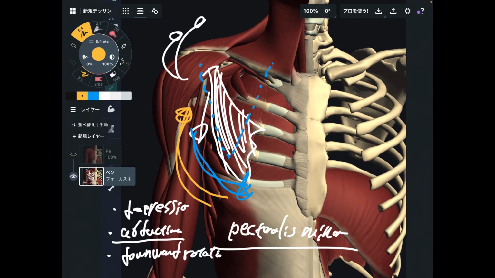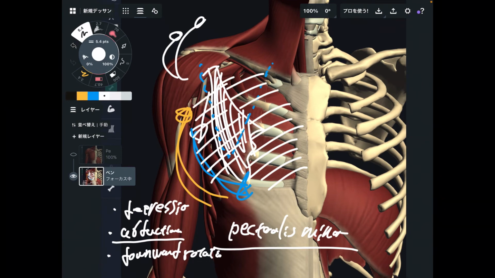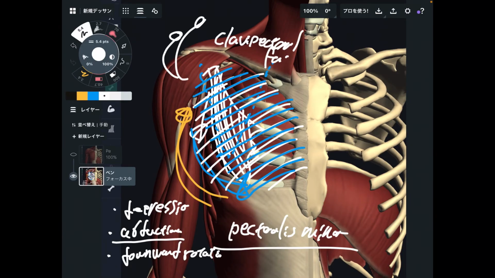Now let me explain related structure. As I said, in this picture, pec major is dissected. If you dissect pec major, you see pec minor. Also, you see myofascial structure deep to pec major. What is this blue structure? This fascia is called clavipectoral fascia. Clavipectoral fascia, as I said, is deep to pec major, and this fascia is surrounding pec minor.